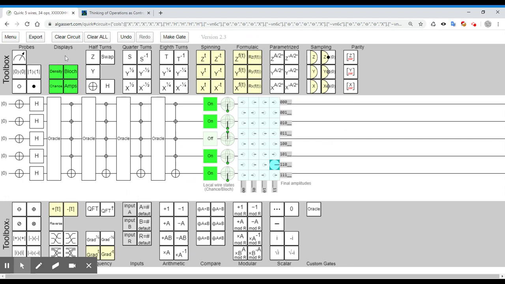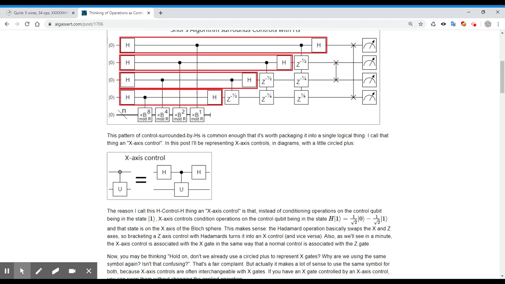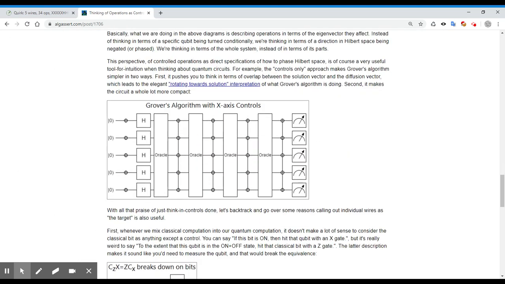taking a look at. The goal for the video is to try to break this down a little bit more and understand, and see if I can get closer to an intuitive explanation of Grover's algorithm that does not touch maths. Craig mentions in here that this should get you close to understanding the rotating-towards-the-solution interpretation of what Grover's algorithm is doing.